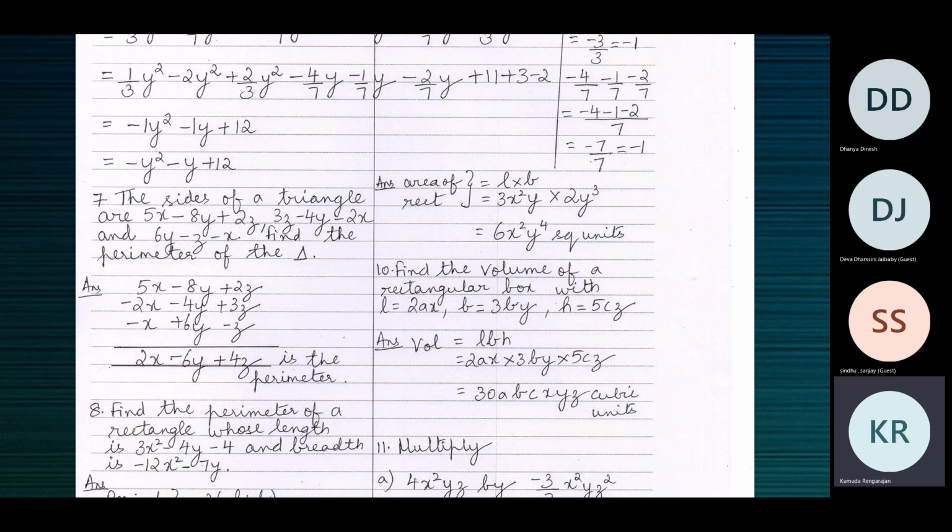What's the formula to find the perimeter of a rectangle? L into B, ma'am. Ma'am, 2 into L plus B, ma'am. 2 into L plus B. Not area. Perimeter. Perimeter of a rectangle is equal to 2 into L plus B. Please use that formula. Substitute the expressions in the formula and tell me the value of the perimeter.